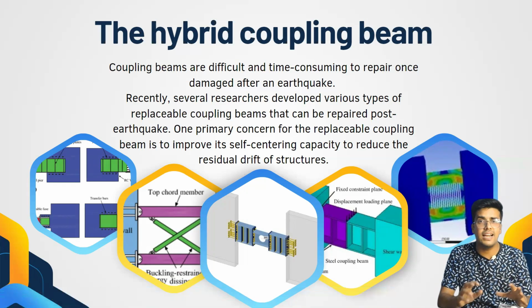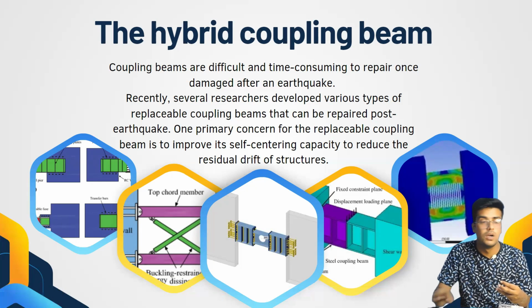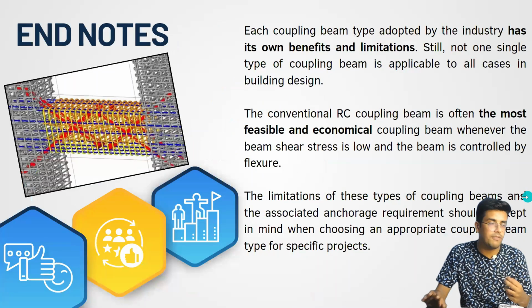What is the advantage? The advantage is their reusability. After an earthquake, the member can be dismantled and used again, or it is very easy to repair. So these hybrid coupling beams are very advantageous in that case. Now we have three options: low coupling ratio, high coupling ratio, and hybrid coupling. Now, when to use which one?